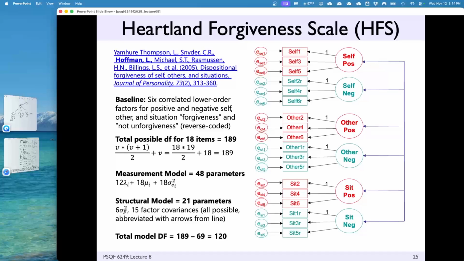This is an example that Lisa created in a paper she did working with people at University of Kansas. For each one of these factors, there was a self-positive, self-negative. These are valenced items. This is something about self, other, and situational forgiveness. You have forgiveness for yourself or others, or whether you forgive the situation. The items were balanced in how they were worded, but she had to come up with each of these. So you would imagine what would come from this is a situational overall factor potentially for each of these.